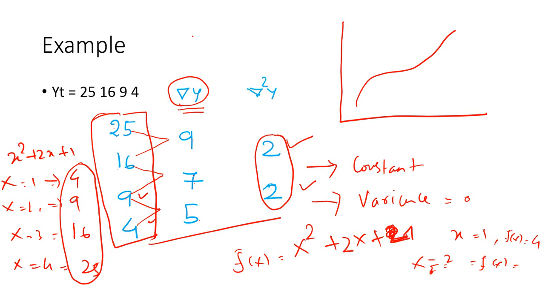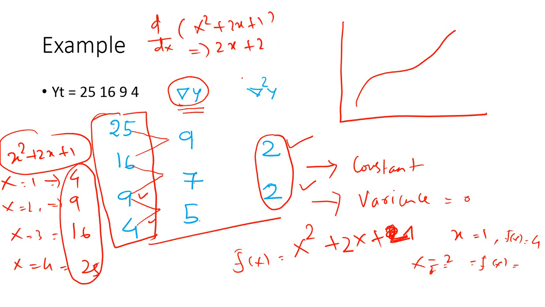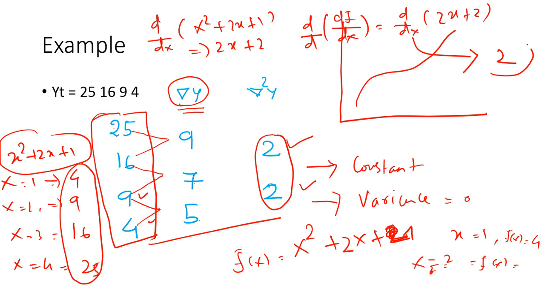Now if you use calculus, take the first derivative and second derivative of this function, what do you get? Let's take the first derivative, dy/dx of x square plus 2x plus 1. We get 2x plus 2, and that's the first derivative. Let's take the second derivative of that, the derivative of 2x plus 2, which is nothing but 2.